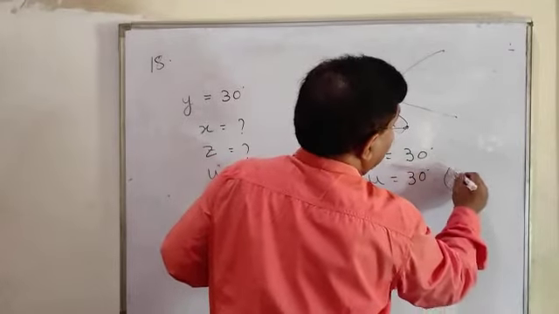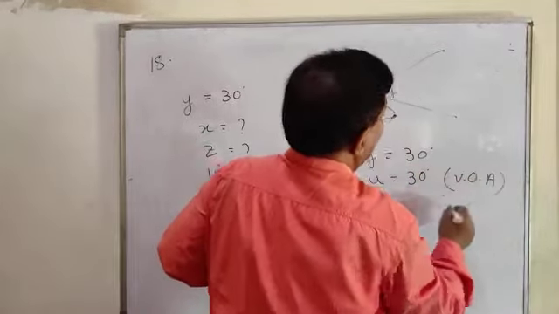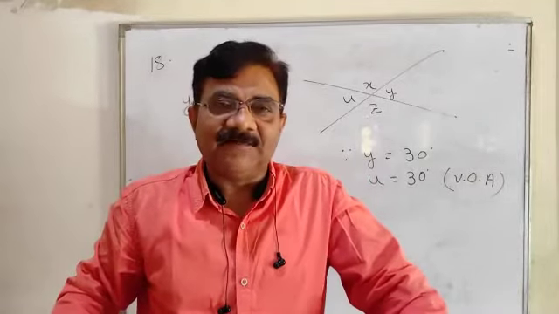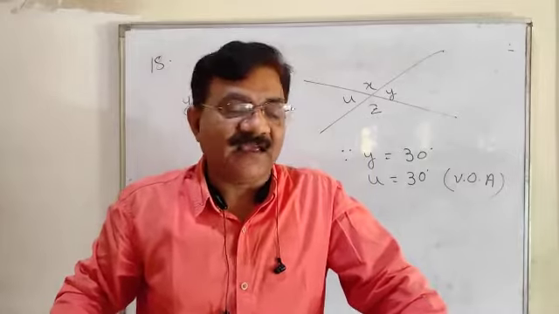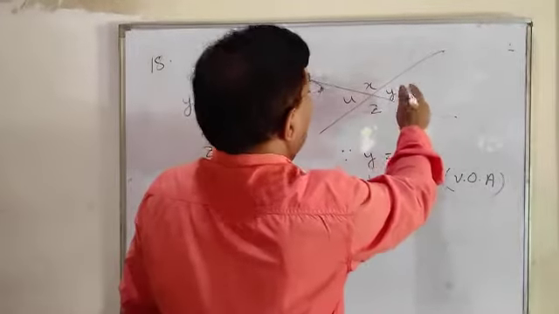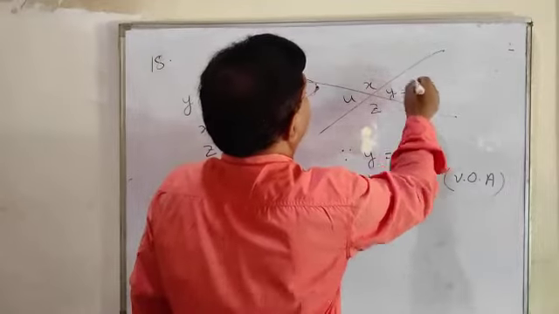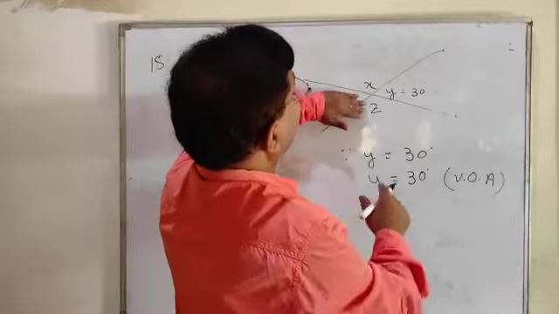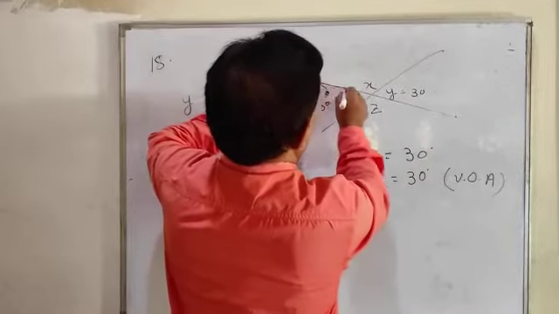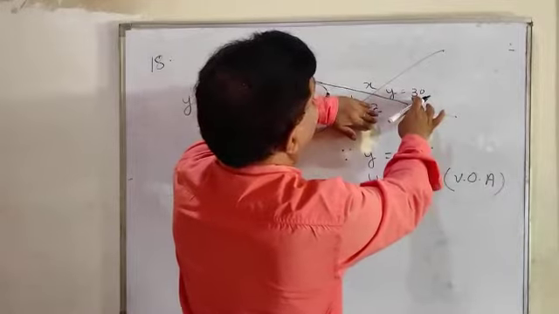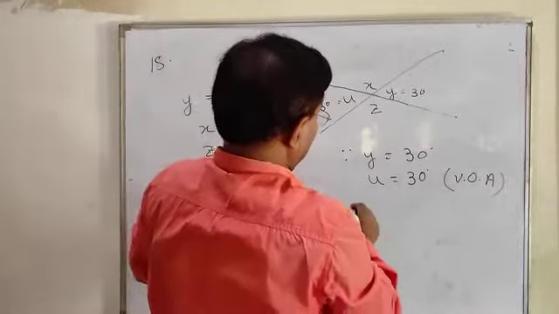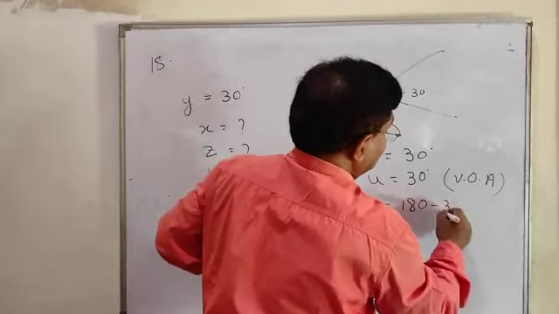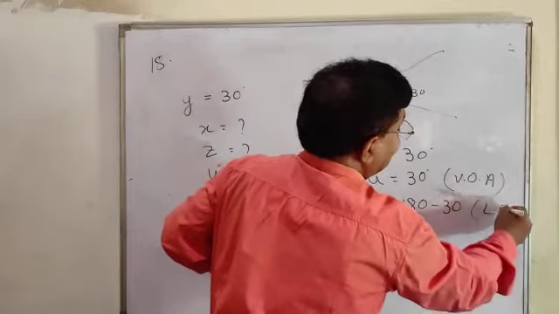Why? Vertically opposite angles. And I have told you, if two lines intersect each other at a point, the pairs of vertically opposite angles are equal. So Y is equal to 30, then this U will also be equal to 30. Now, dear children, this is a straight line, and this is 30 degrees. Then X will be what? X will be 180 minus 30 degrees because it forms a linear pair.